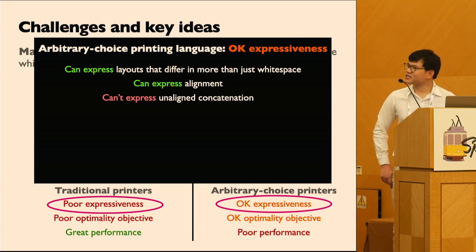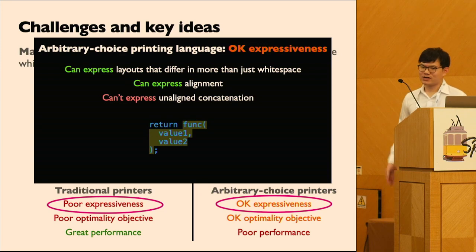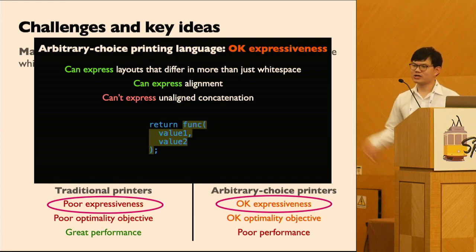And this requires some explanation. So ideally, we want to construct a document in a way that mirrors the AST structure, right? So here I have return followed by the function call. And so ideally, I want to construct a document consisting of the document for return, the document for the function call, and the document for semicolon, and then they concatenate them together. But it turns out that in the arbitrary choice printing language, you do not have a construct to do this kind of concatenation. And so if you want to express something like this, you need to refactor your document in a significant way to make it possible, and that's not ideal.